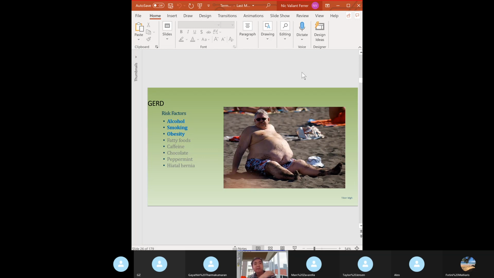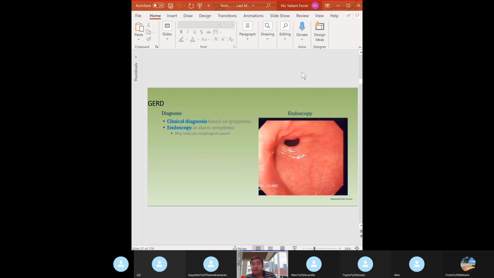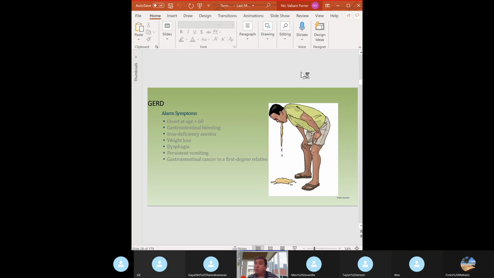That's the difference. How do we diagnose GERD? Clinical, of course. And then you can do endoscopy for alarm symptoms. Why? Because it may indicate esophageal cancer. What are the alarm symptoms? Onset at age more than 60, bleeding, IDA, weight loss, dysphagia, persistent vomiting, and GI cancer in a first-degree relative. So you do an endoscopy for these alarm symptoms.